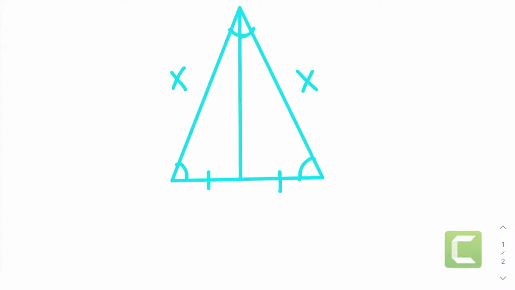And vice versa, if we drop an angle bisector from here, it'll be a perpendicular and a median. Same for medians, obviously. So that's all we need to know.